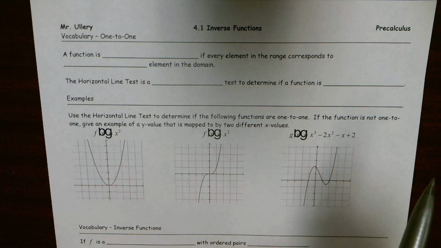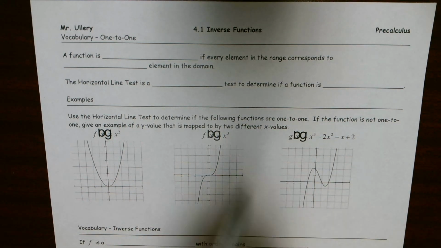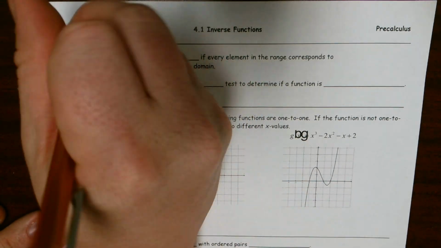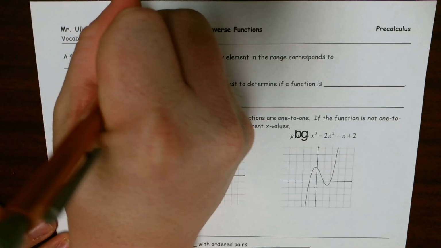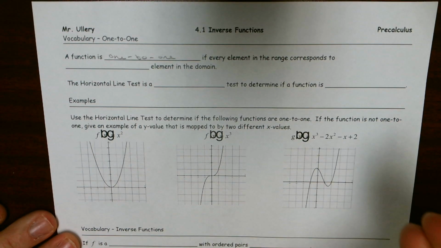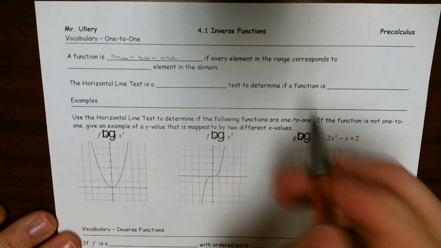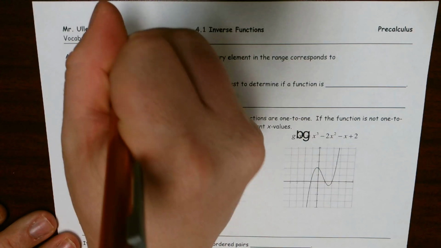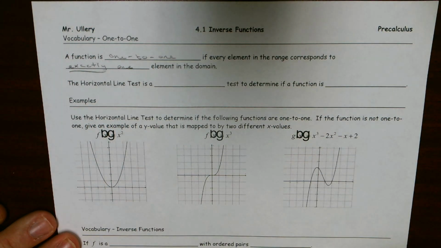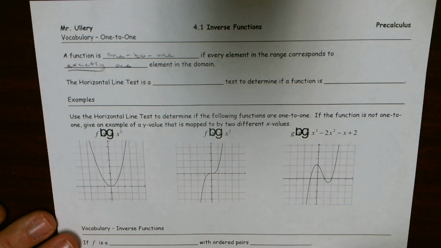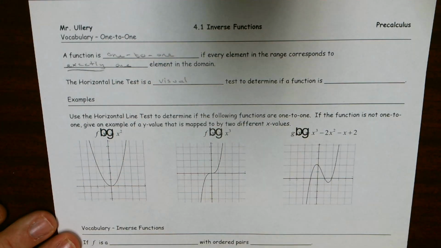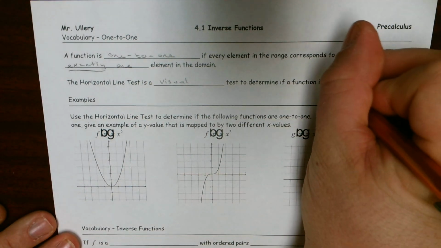Okay, so the first thing we need to understand about inverse functions is some vocab, particularly if it's one-to-one. A function is one-to-one if every element in the range corresponds to exactly, you might want to underline exactly again, exactly one element in the domain. The test that we use to determine this is the horizontal line test. It is a visual test to determine if a function is one-to-one.